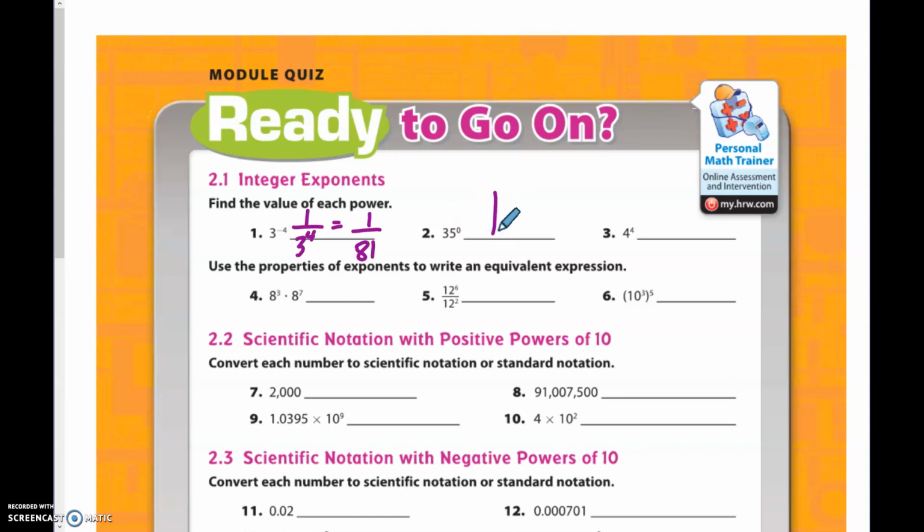And number 3, this is basically just a calculator problem. You can certainly do 4 times 4 times 4 times 4. Or remember, on your calculator, more efficiently would be 4 caret 4, and that answer is 256.